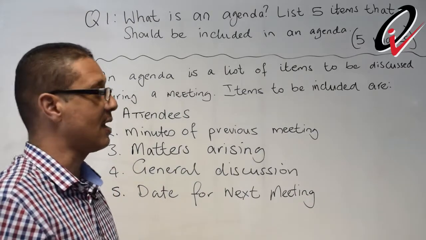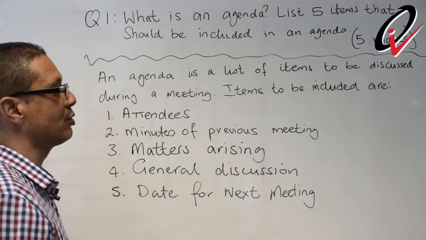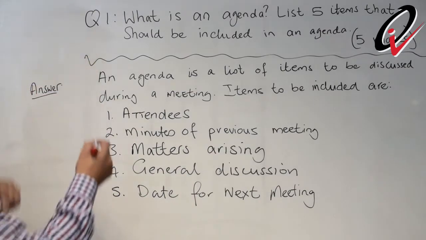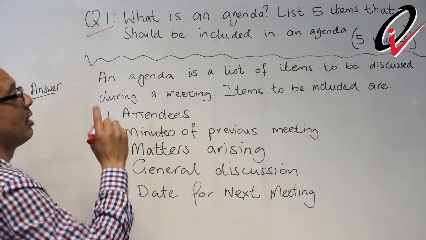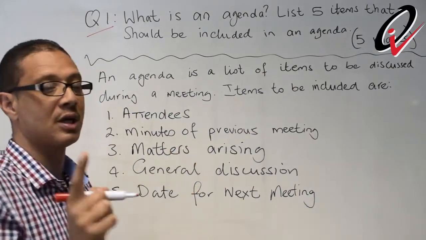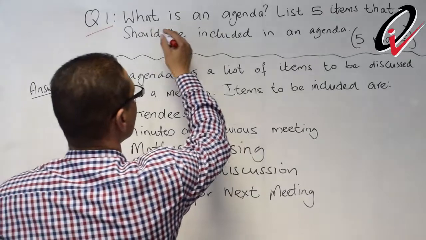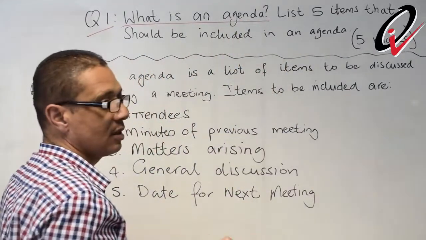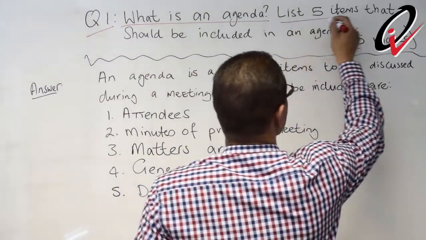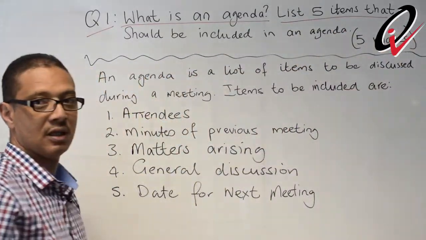So if it's an exam, this is what you'd receive from your student. You've got your question, which is question 1, and it's what is an agenda? Now remember, there's 2 questions being asked here. The first question is, what is an agenda? And the second thing they need to answer is, they need to list 5 items that's included in an agenda.